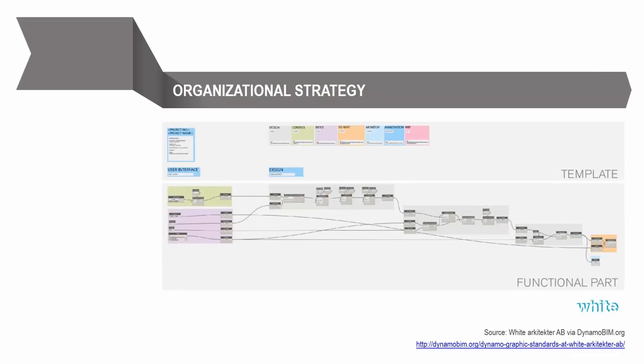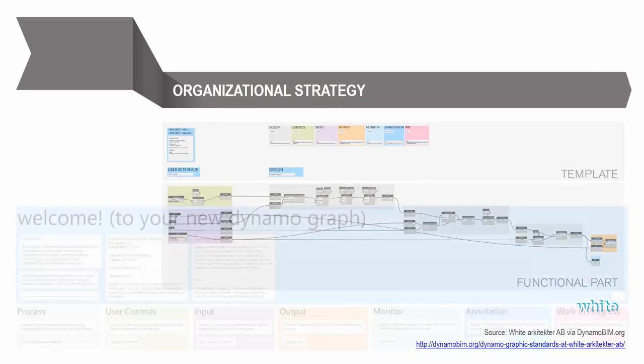This is a snip from a post on dynamobim.org from White Architecture AB. I'm sure that's not how it's pronounced, but they had a really solid strategy for categorizing different operations of Dynamo into different colors and using that as a template for all of their Dynamo graphs. We've seen this utilized a couple times at different conferences. We saw a couple guys at MU using this, so we wanted to use this strategy as a basis for our own organizational strategy.